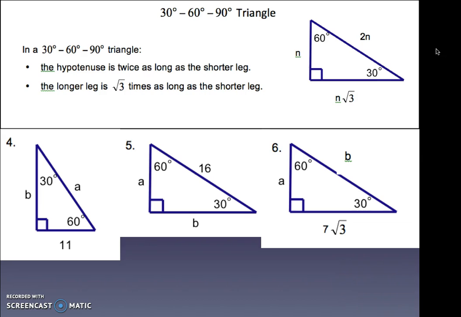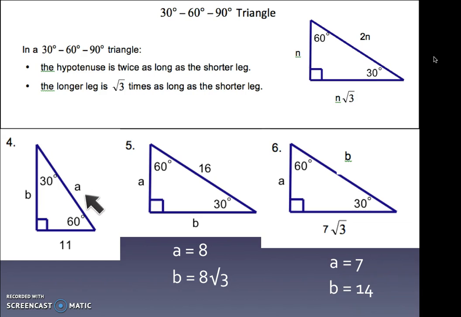Okay, so for number 6, you are given 7 square root of 3 as the longer leg. That means that if you look at these two diagrams here, our shorter leg, A, will end up being 7. And our longer leg, B, is going to be 2 times 7, which is 14. For number 5, they give you the hypotenuse, which is 16. Well, we can cut that in half to get the shorter leg, A, which is going to be 8. And then our longer leg is going to be this shorter leg, radical 3. So 8 radical 3.